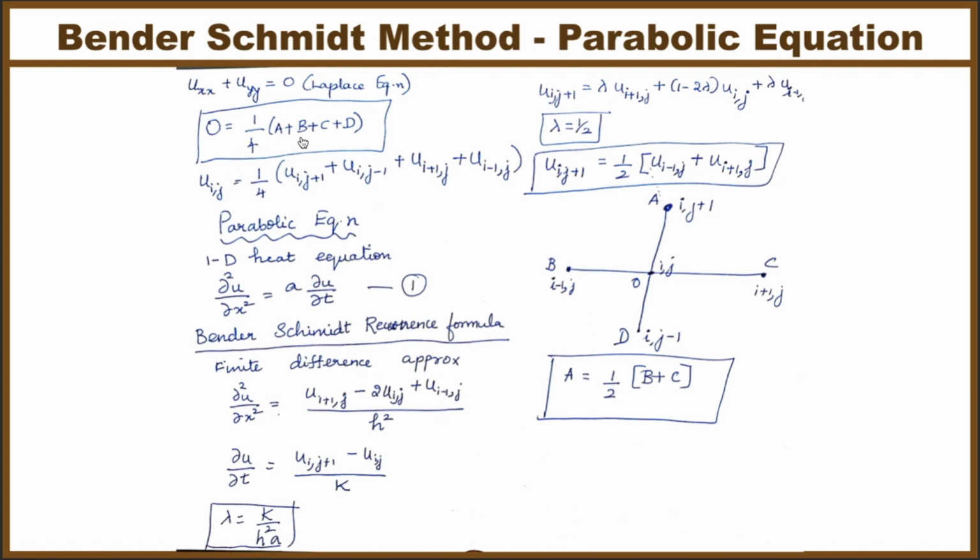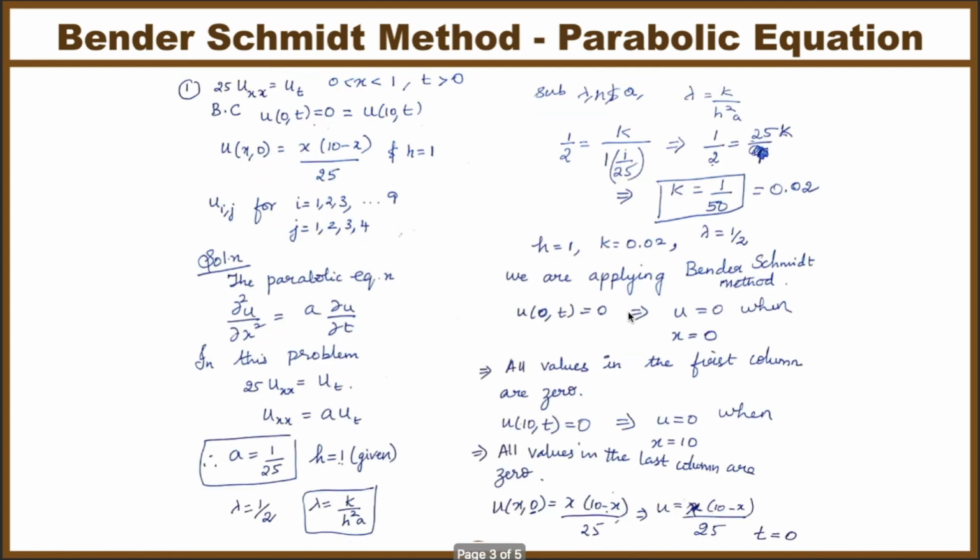Before, we had the Laplace equation. How will you find it? To find the middle value, it is the addition of all four values divided by 4, that is for the elliptic equation. And here for the parabolic equation using the Bender-Schmidt method, it is a is equal to 1 by 2 (b plus c). So this is the formula we are going to use for the sum. Now we go for the sum.